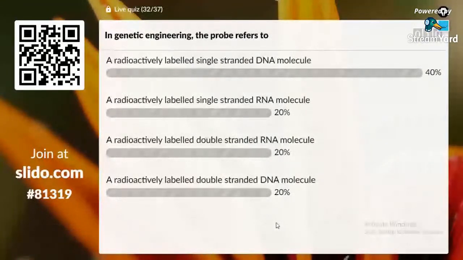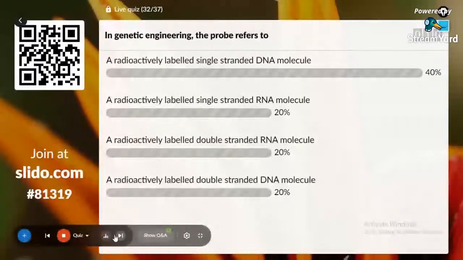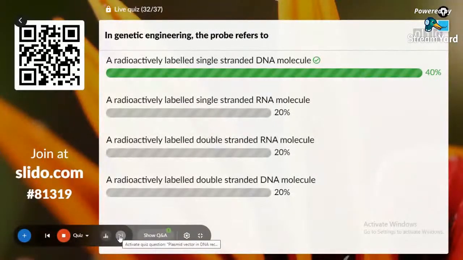Yes, 40% with option A. The correct answer is option A. A probe refers to what you use in the experiment with bacteriophage labeled with sulfur and phosphorus. Radioactive labeling.